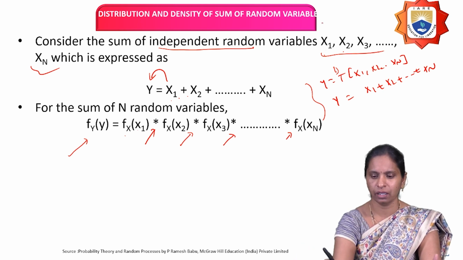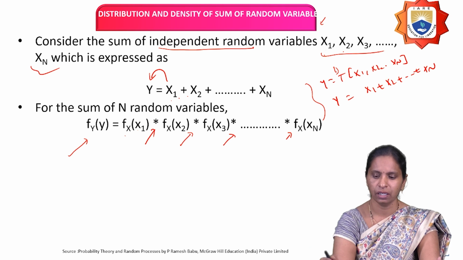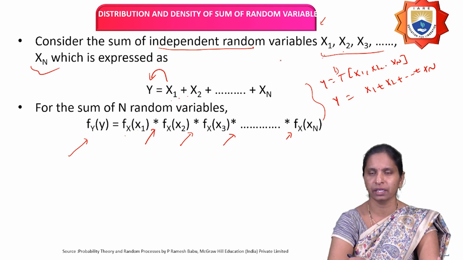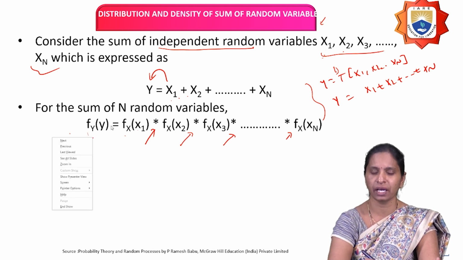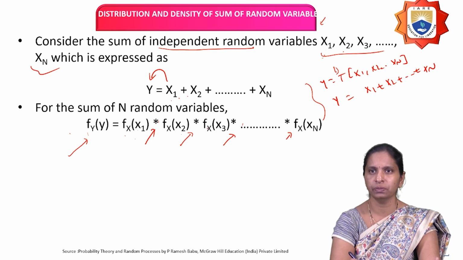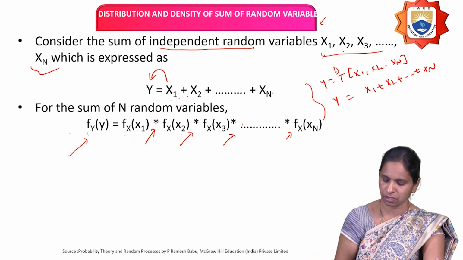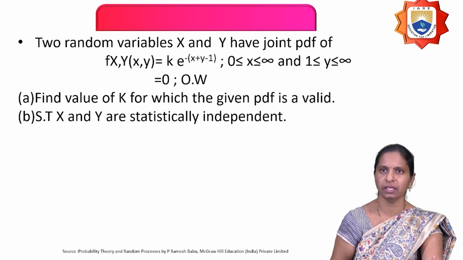So here, we can conclude this topic as follows. The density function of the sum of two random variables is equal to the convolution of the density functions of the independent random variables X and Y. Similarly, the same concept applies for n random variables: the density function of the sum of n independent random variables is equal to the convolution of the density functions of these n random variables. So this is a formula to calculate the density function of the sum of two random variables as well as n random variables.